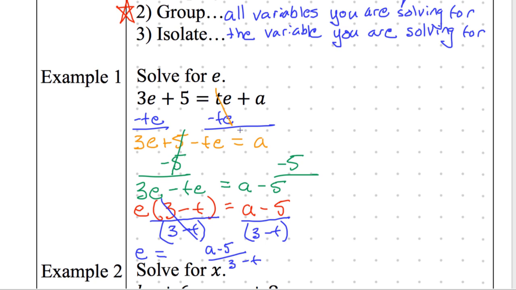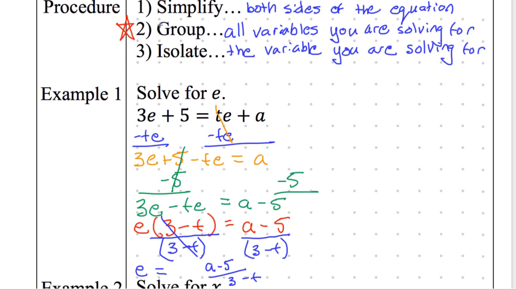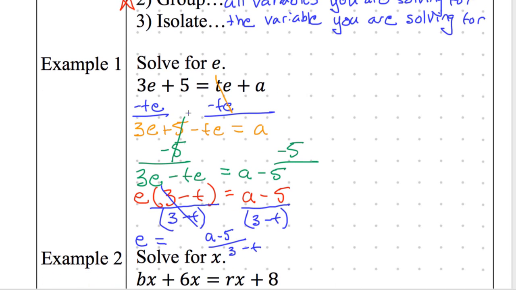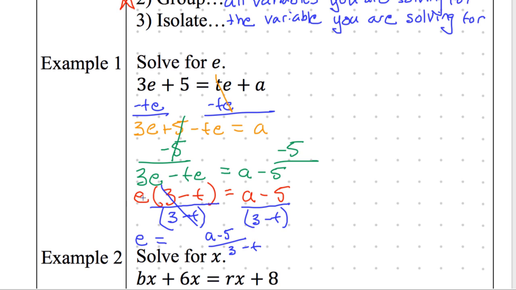Everyone is okay with that first step? We can nod our heads, yeah. That first new step, I guess it was technically the second step. Then the third step was to isolate. We did that by factoring out an e and then dividing by whatever remained. It's going to be the same thing over and over.